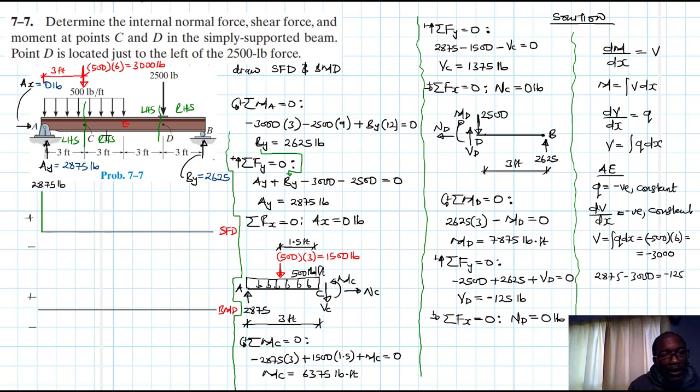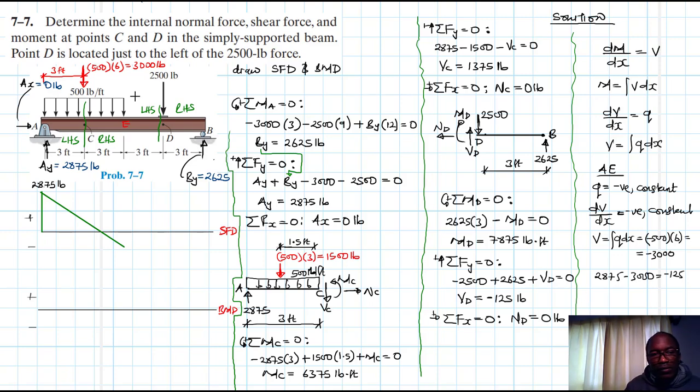Mind you, when you look at the load, it is constant. Therefore, the shear will be governed by a polynomial of degree 1. Great, so let's move. It will be somewhere there up to E. E is somewhere here.